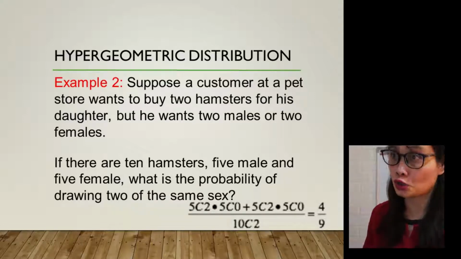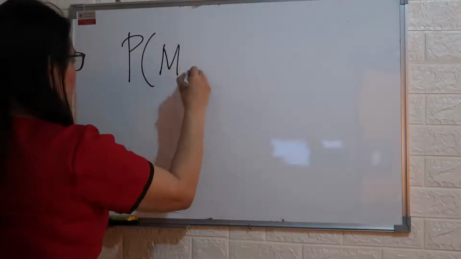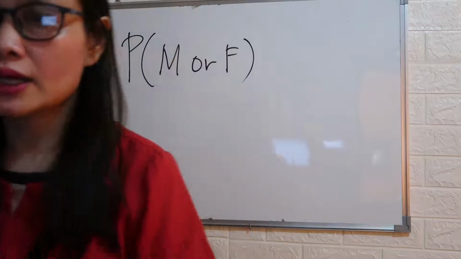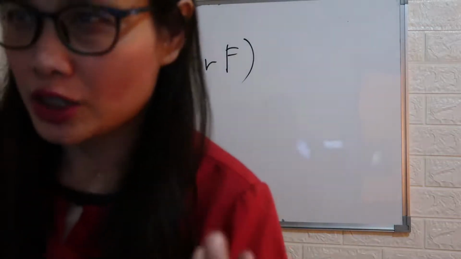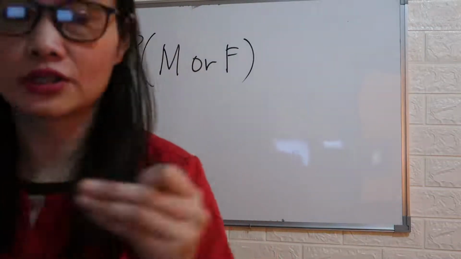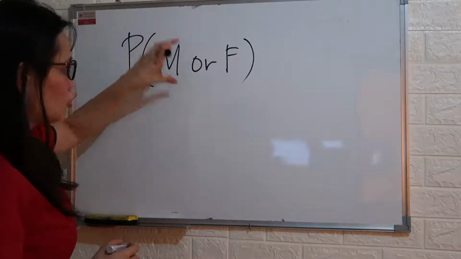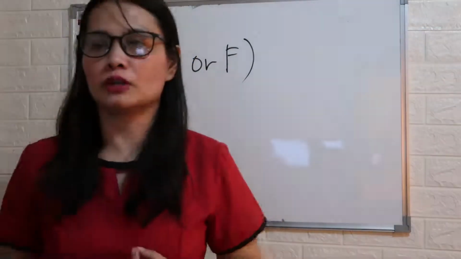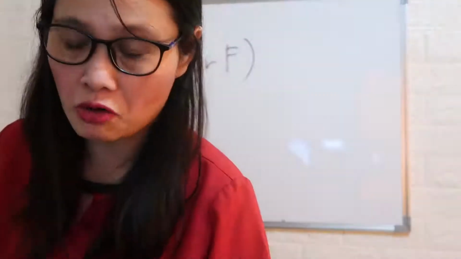So how do we answer number 2 example? We need to look for the probability of male or female. The probability that she will get 2 males or 2 females. So the probability of getting male or female. When we say or, what is the operation involved?